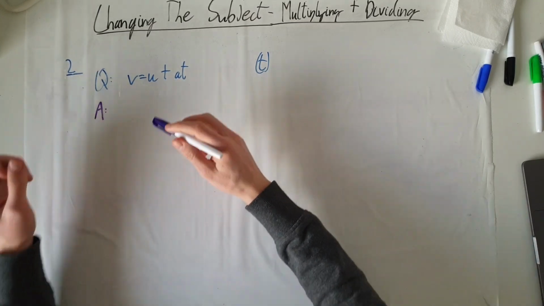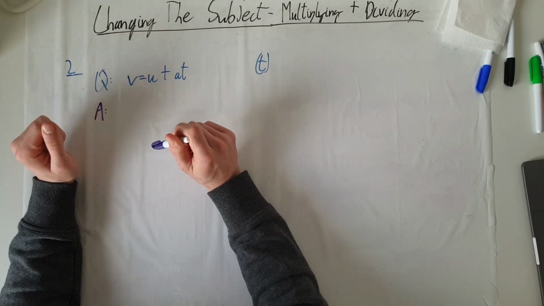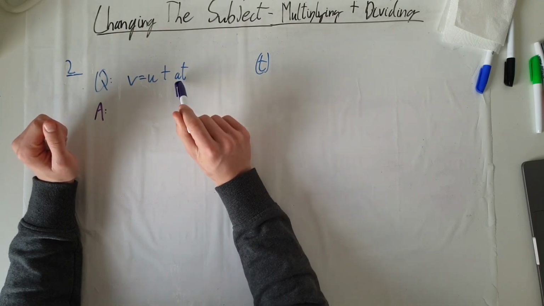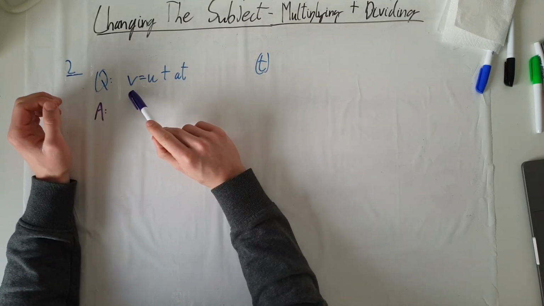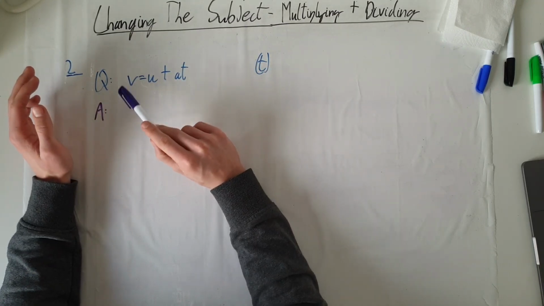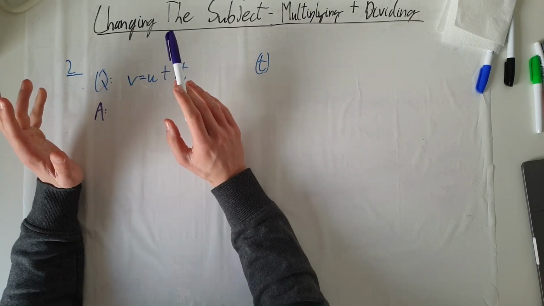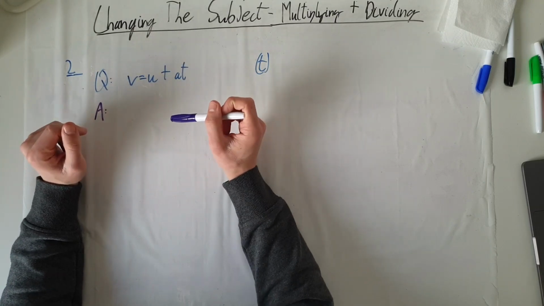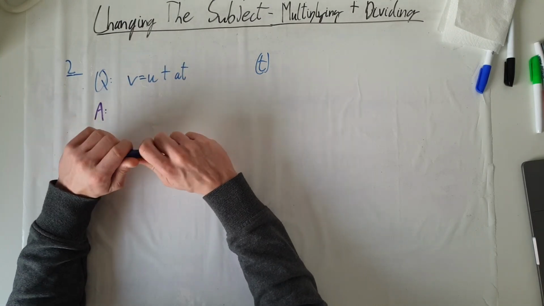The reason we do the term furthest away first is because if we did divide by A first, we'd have to divide V by A, which would be fine, but then we'd also have to divide U by A, which would make our work quite messy. So it's better, general rule of thumb, to work from the furthest term away. So let's go ahead and do that.